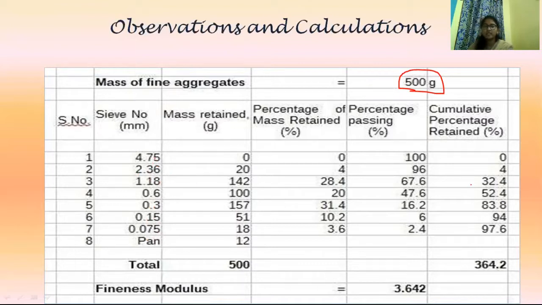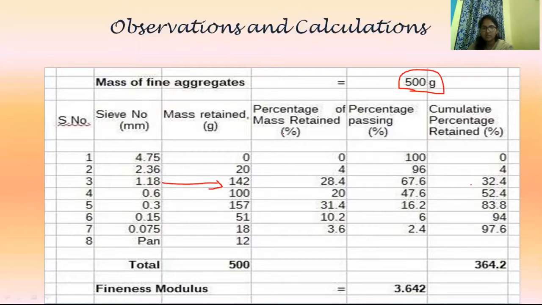Next, for every sieve we take the weight retained. For the 4.75 mm sieve, the value is 0. For the 2.36 mm sieve, the retained value is 20, and for the 1.18 mm sieve, the retained soil is 142.